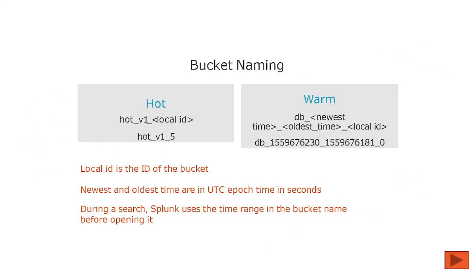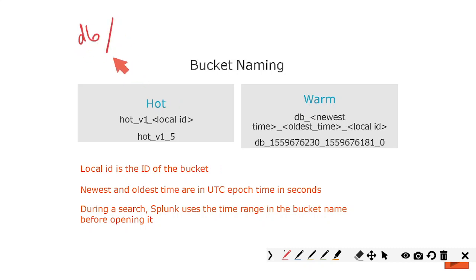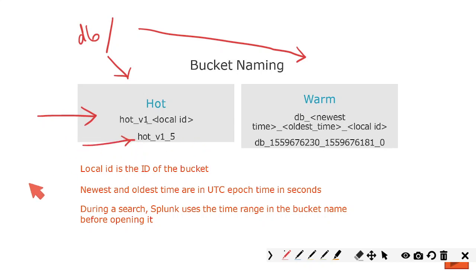Moving on. As I was talking about the naming convention, we know that under the DB directory we have what we call a hot bucket, and we also have what we call a warm bucket. The only distinction we can make between the hot buckets and warm buckets is by the name itself. This is the naming convention followed for the hot bucket: hot_v1 followed by the local ID. By referring to this name, you can understand we are referencing a hot bucket.